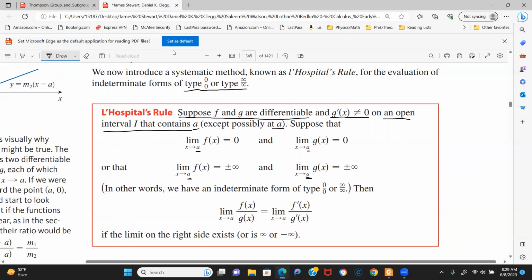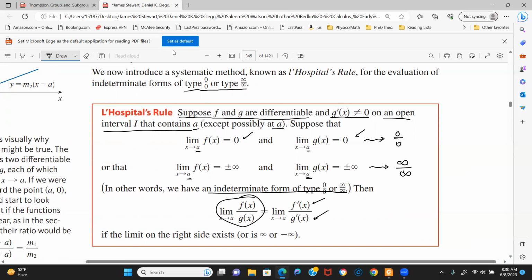And you have a bunch of cases. So if you get that both limits go to zero, so this translates to 0/0, or if you get both limits go to plus infinity or minus infinity, and they have to go to the same infinity. So basically, you're going to get infinity over infinity. So in other words, if you have an indeterminate form of type 0/0 or infinity over infinity, then you can compute this limit by just taking the derivative of the numerator and the denominator separately.